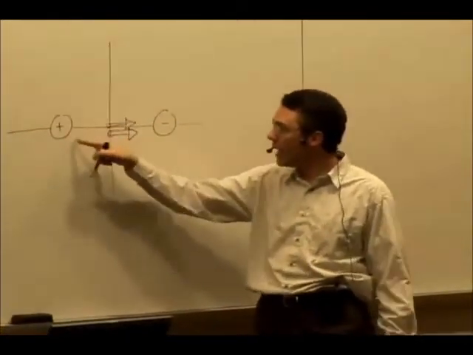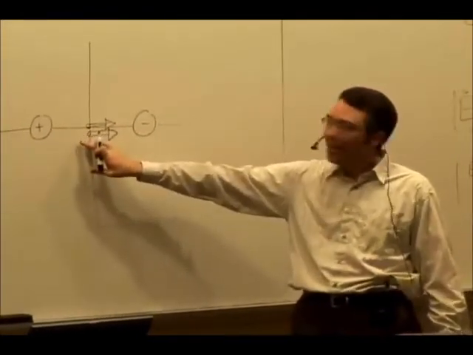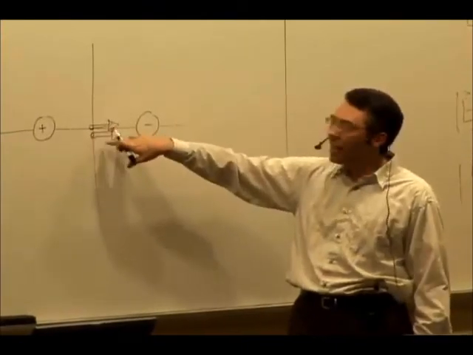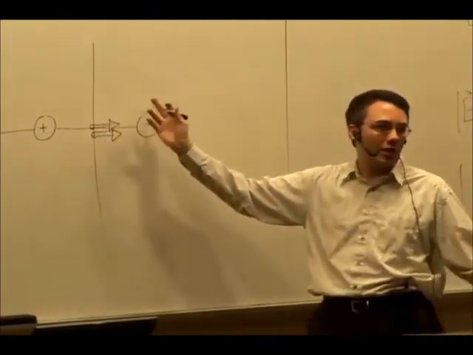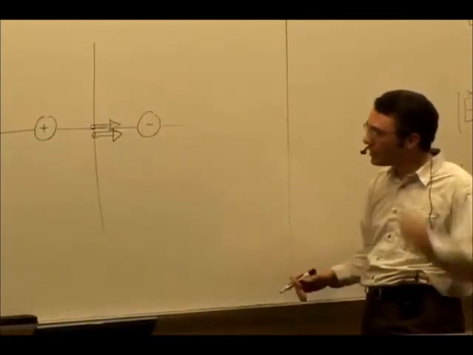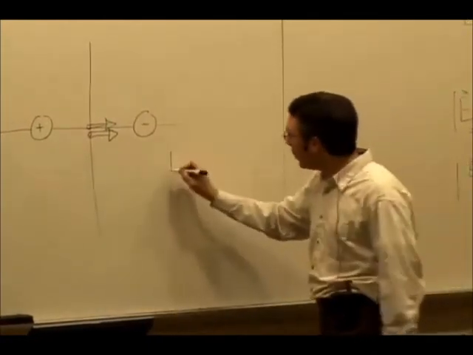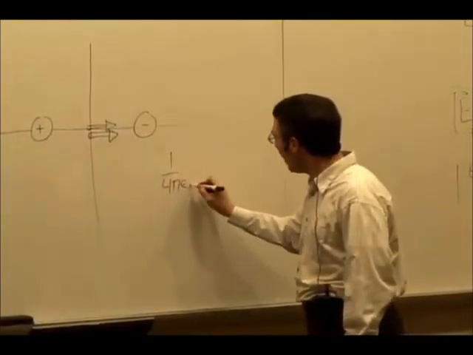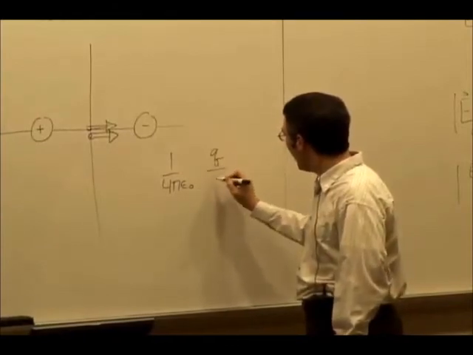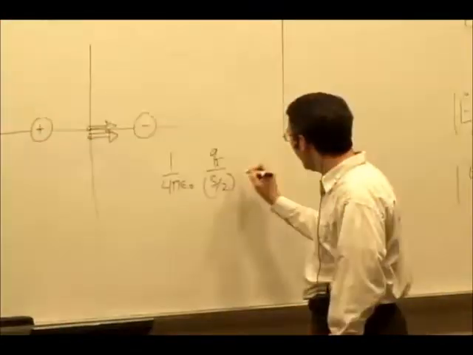You just have to calculate what the electric field is. And you know the field is going to be the same for each. So if you do it for one, you can just double it, right? It's the same distance and it's the same magnitude of charge. So what is that magnitude? It's 1 over 4 pi epsilon 0 Q over S over 2 squared.